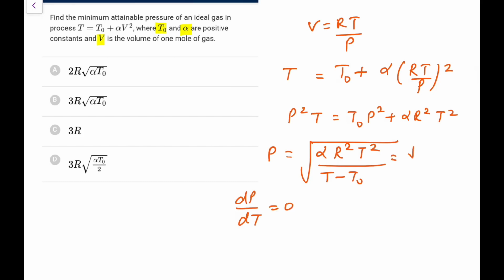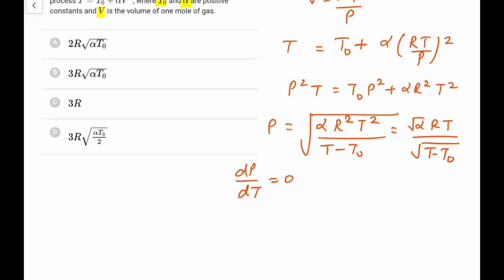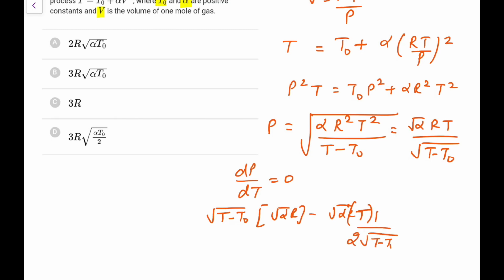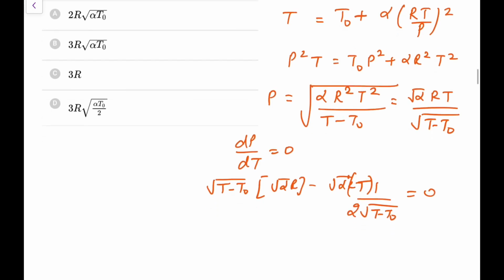So I can write it as, the above term is common, and I can write it as a root of T minus T0. So what we will be left with, just applying that rule of what we call the division rule. It is root of T minus T0 into root of alpha R minus root of alpha R into RT into T minus T0. This would be 1 by 2 root of T minus T0 that you will write, that would be equal to 0. That is the result that you will be getting.